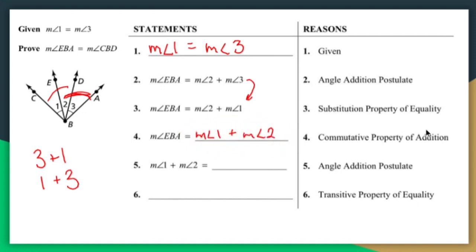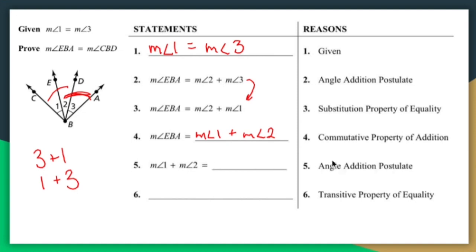Pointless? Yes. But many proofs are. Proofs are annoying, but for the commutative property, just think of a commute to work. If you take route 3 to work and then route 1, then on the way home you're going to take route 1 to route 3. Makes sense? It should. So now the measure of angle 1 plus the measure of angle 2 equals stuff from the angle addition postulate.